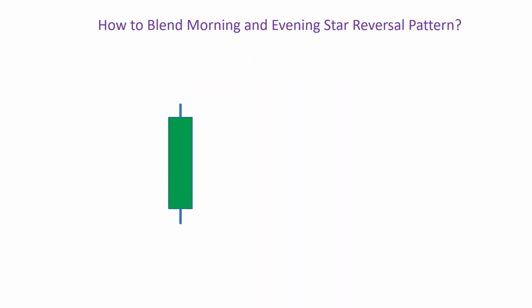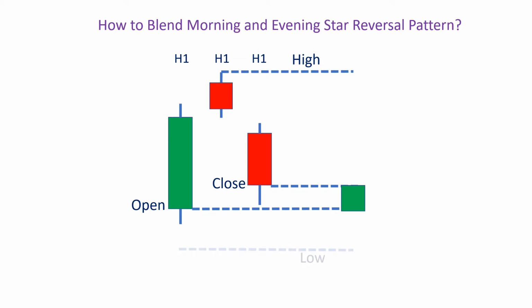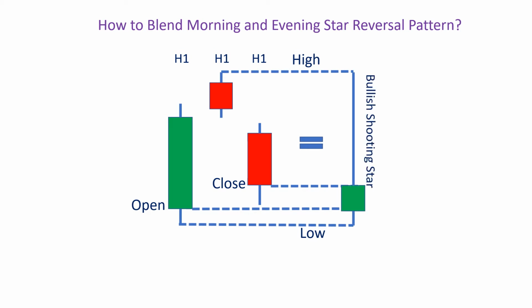Let's assume this is a bullish candle with H1 time frame, and this is a bearish candle with H1 time frame, and the last one is again bearish candle with H1 time frame. Then we take the open of the first candle, we take the close of the last candle, we take the portion between open and close, and then we take the high and a low of the pattern. And the outcome is going to be a bullish shooting star with H3 time frame. And this is evening star reversal pattern.